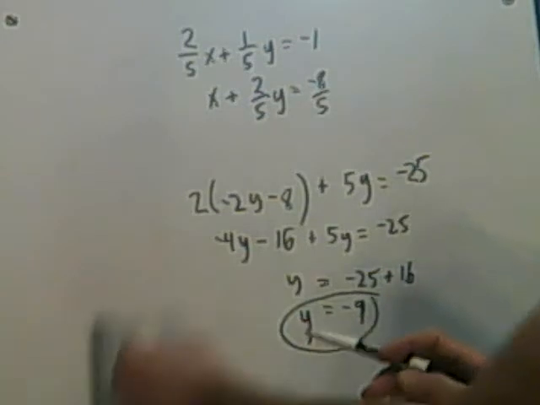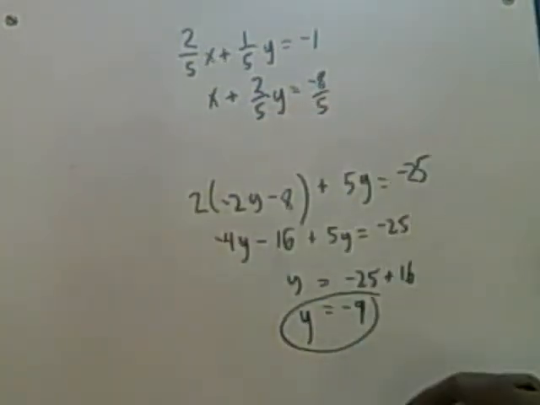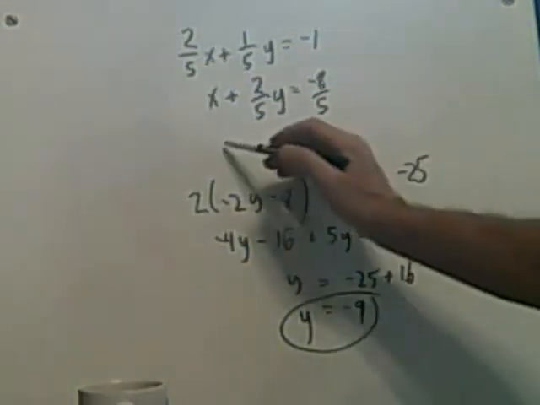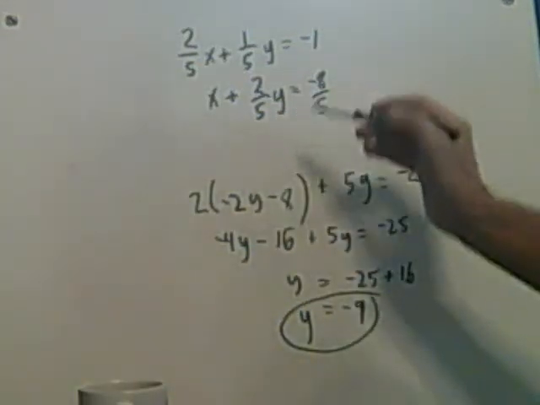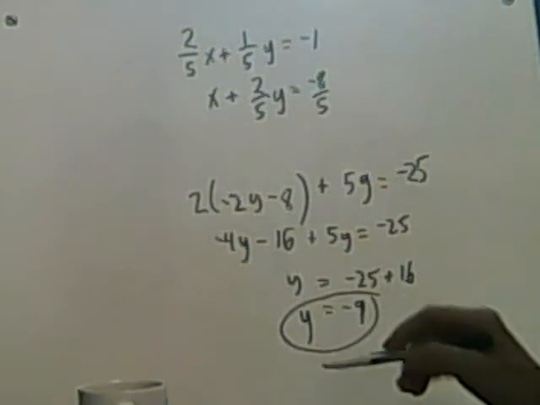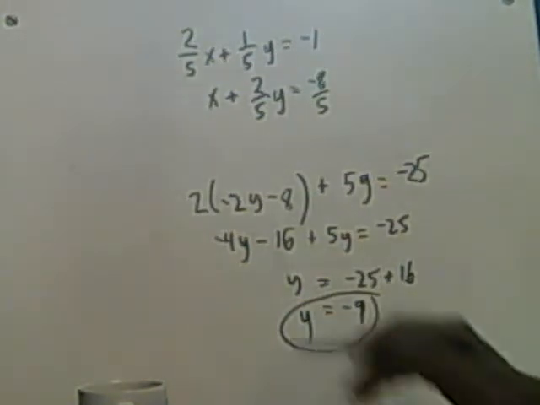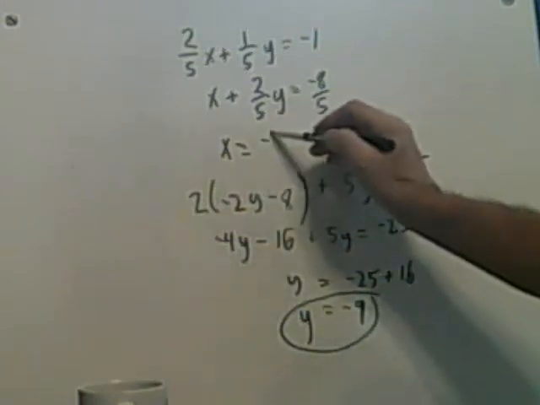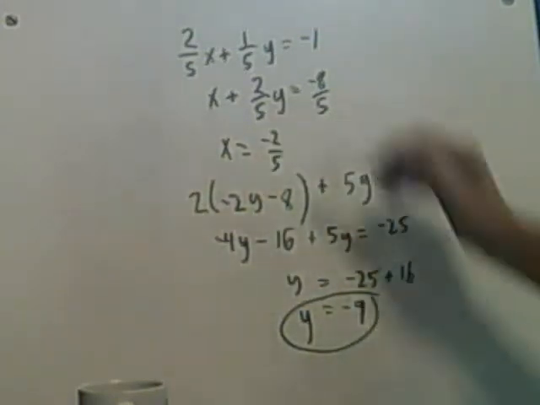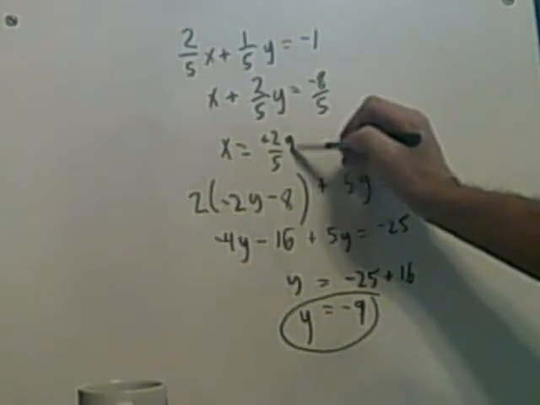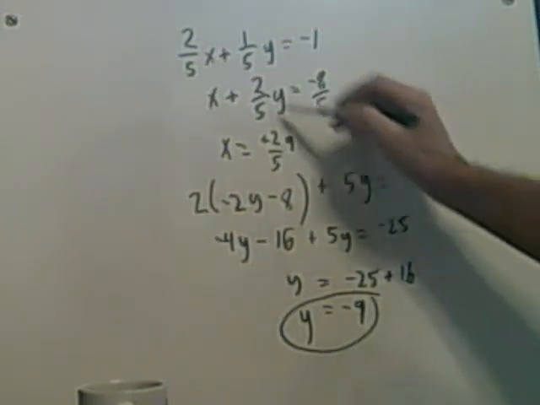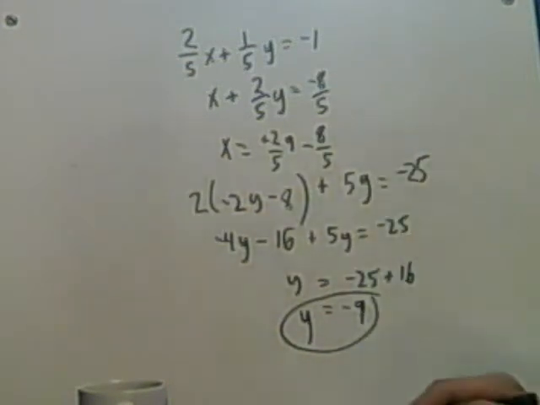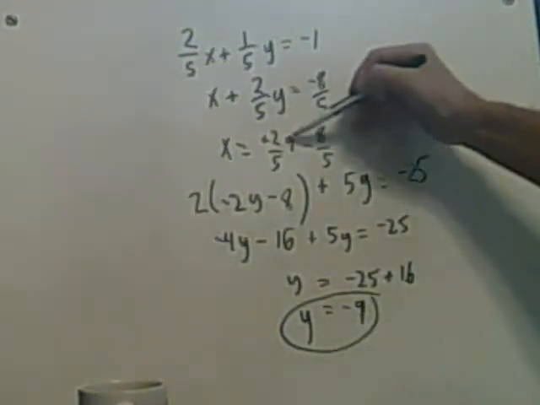And I guess this bottom one would be the easiest one to do that. Oh, okay, so what we get there is x, I'll just do that right here. x is equal to negative 2/5 times y, which is equal to 9, minus 8/5. Okay, so 2 times 9, that's 18.